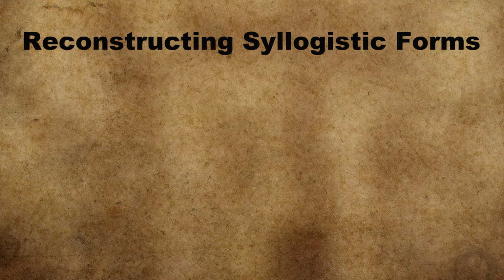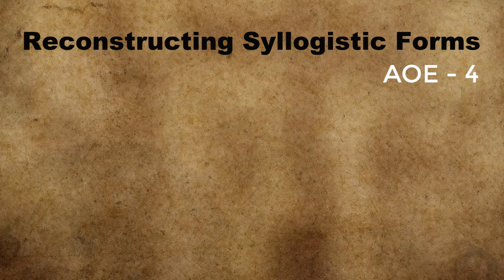There's one last thing I would like to show you. In your homework, you will be asked to reconstruct some syllogistic forms. So you will be given a mood and figure, for example, AOE4, and asked to reconstruct this. Now this is really easy. And here's how you do it.